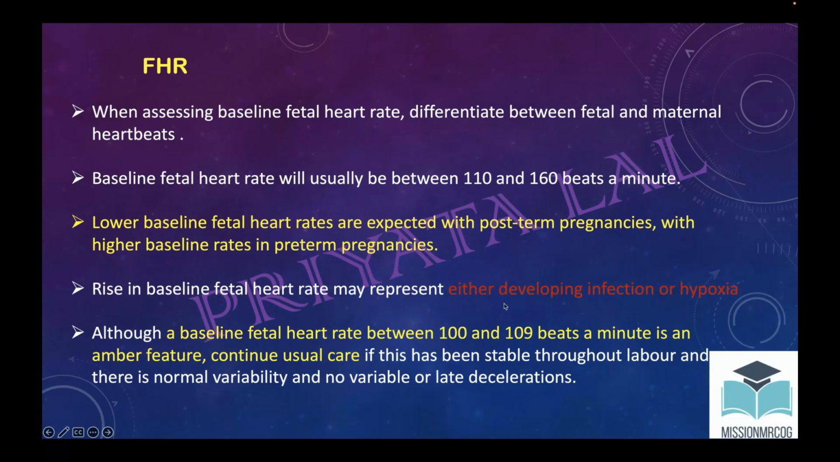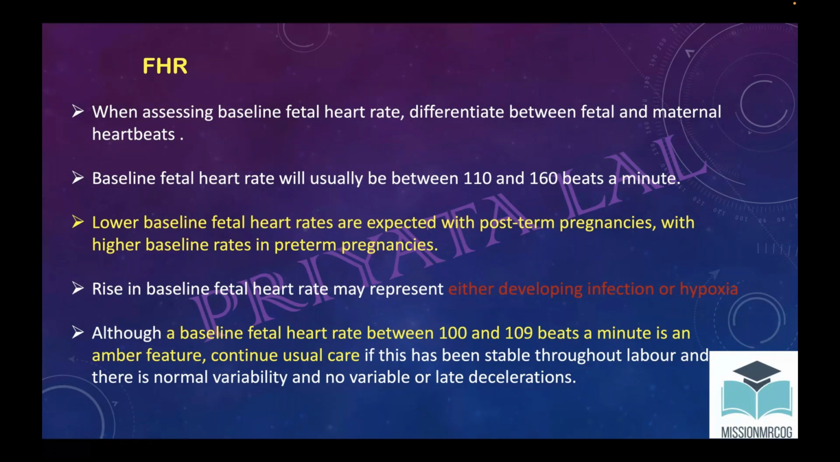And if the baseline is less than 110, because 110 is normal, less than 110 will be the amber feature. In the amber feature, usual care will continue, and they will keep on doing reassessment of CTG. Now coming to the variability.